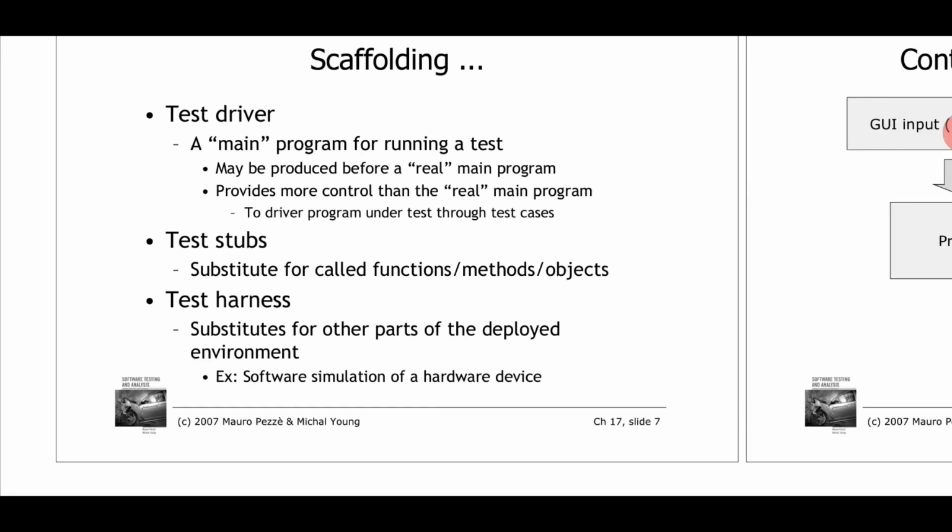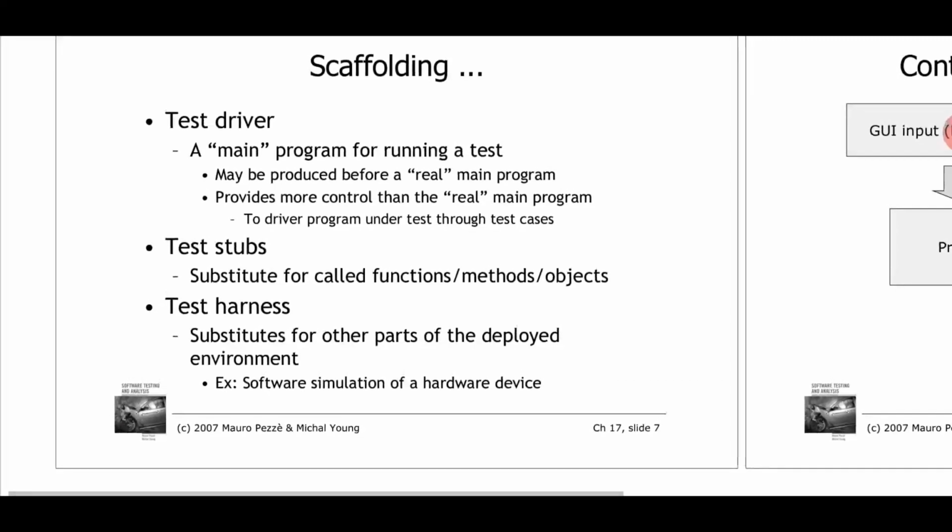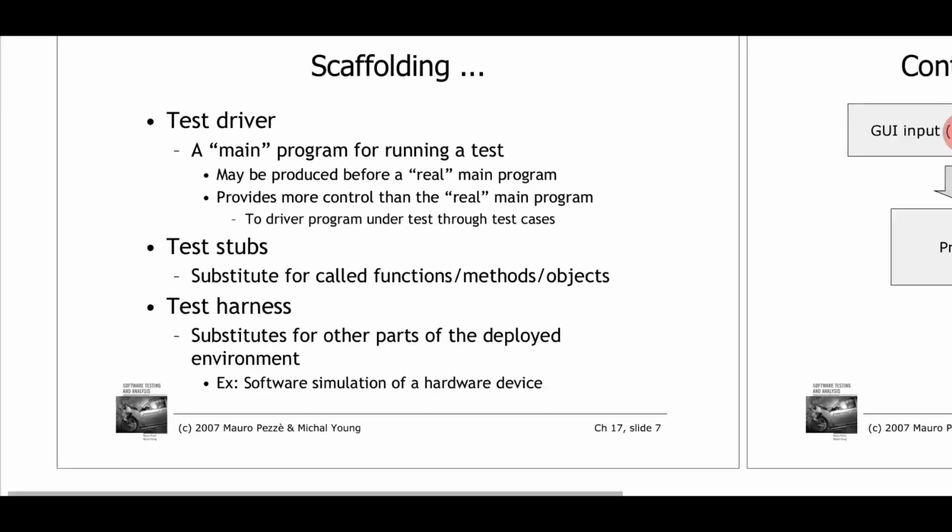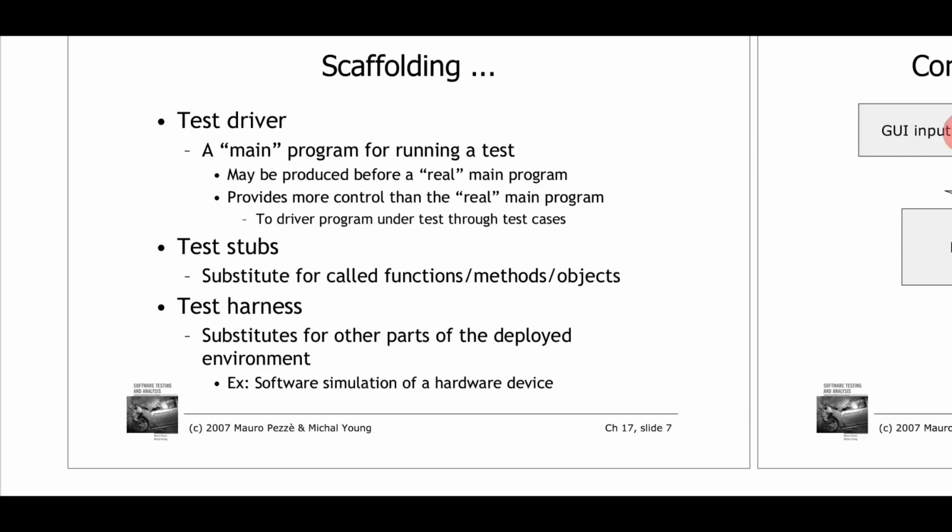In the main program also, there may be a different function that may call other functions. So this test stub serves as a substitute for the called function. Instead of calling the actual function, this will be considered a substitute for that function.